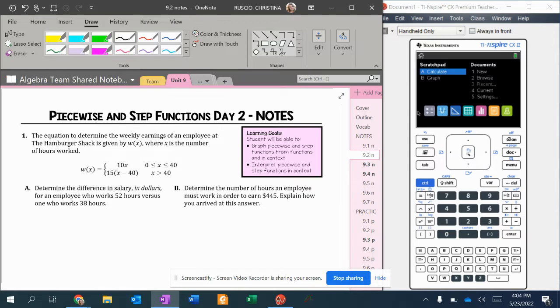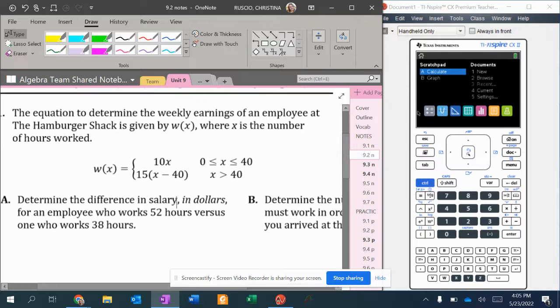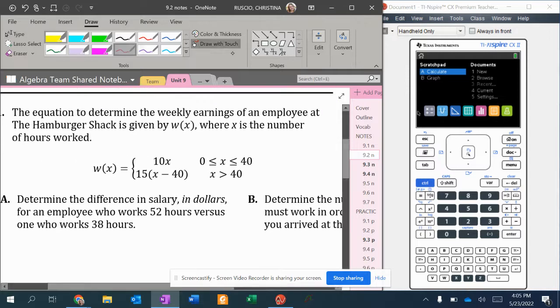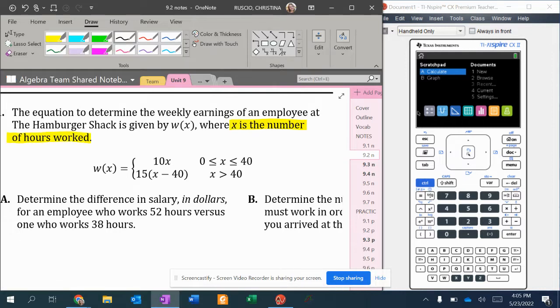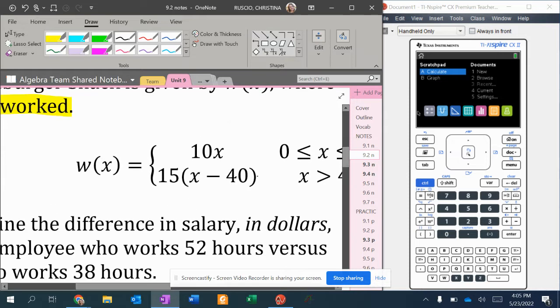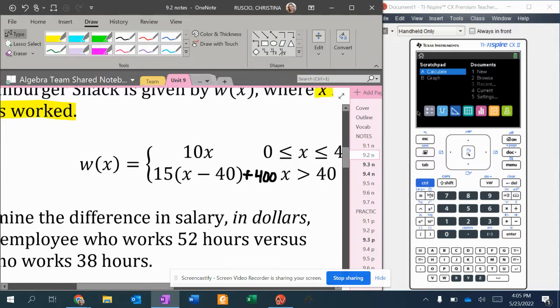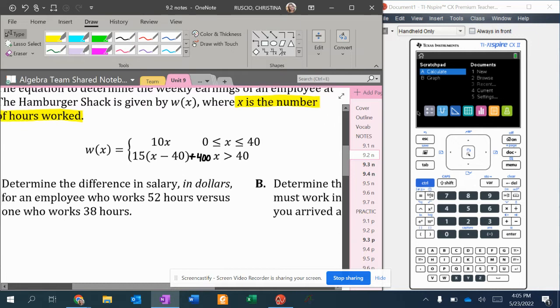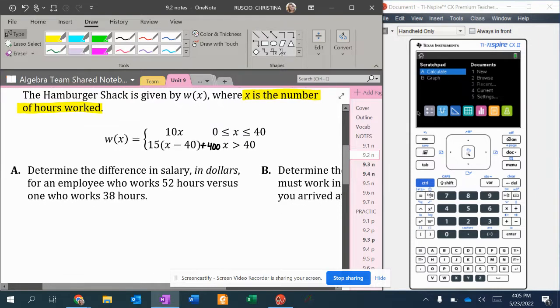The equation to determine the weekly earnings of an employee at the Hamburger Shack is given by W of X, where X is a number of hours worked. So that's important information to me. I'm going to highlight it. Now, all of you stop for a minute because there is a big mistake in this equation. There was a typo. So right now, I'd like for everyone to put plus 400 on the bottom piece. Okay? So part A says determine the difference in salary in dollars.